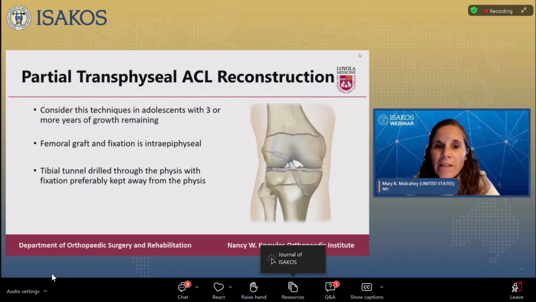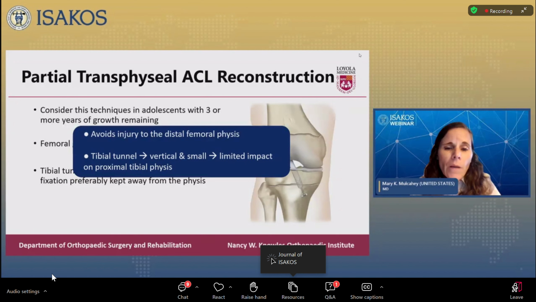And then there's partial transphyseal, which you can consider in kids who have a little bit less growth remaining. Femoral graft fixation is intraepiphyseal, and the tibial tunnel is drilled through the physis. But this avoids injury to the distal femoral physis. And for the tibial tunnel, you can make it vertical and smaller, which in turn leads to a limited impact on the proximal tibial physis.